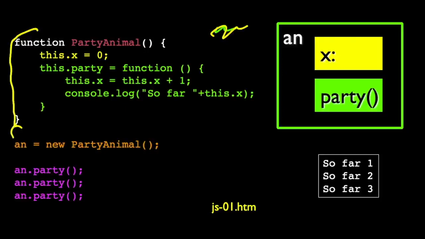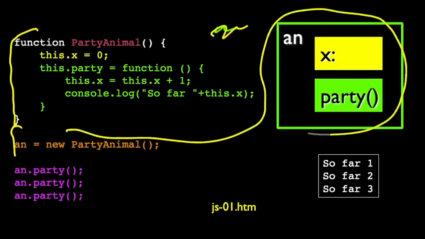And at the point where we have an equals new party animal, JavaScript constructs this object, and it's got two things in it. It's got an x in it, and it's got a party in it. x is data, and party is code. And then that's what it looks like, but actually no, the construction, got to change here. The construction also put a 0 into this.x. And as a part of the creation, it ran all this code to construct party animal, and this got set to 0. So when we're at this next line of code, before we call an.party for the first time, an.x has got a 0 in it.